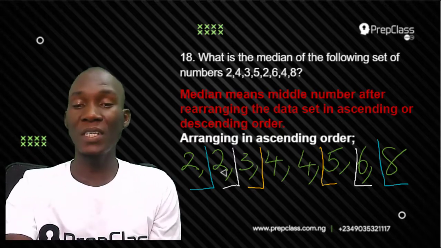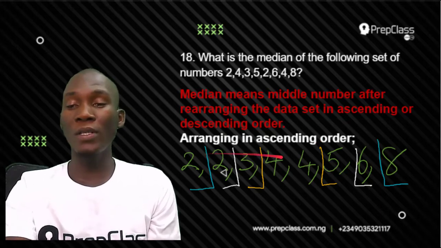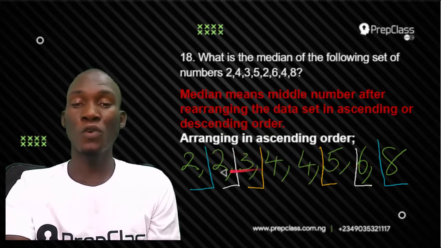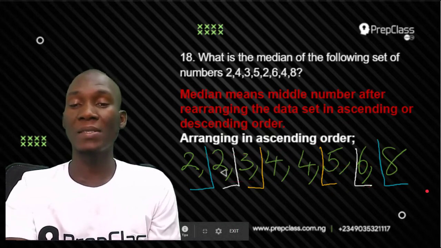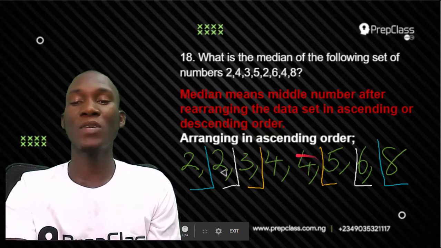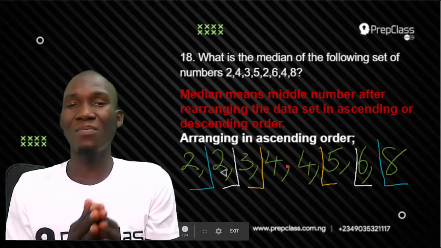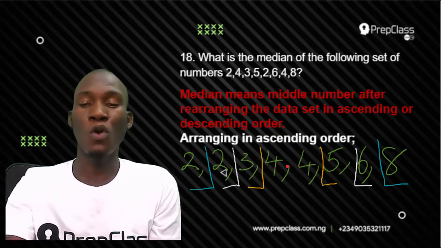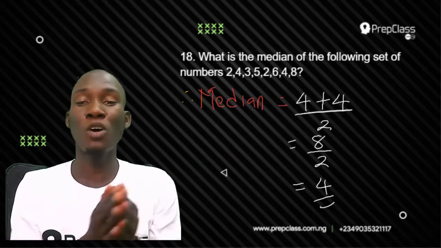So now, solving this, we have to remove one number from both ends. So we remove this 2, we remove 8. We remove this 2, we remove 6. We remove 3, we remove 5. So we are left with 4 and 4 as the middle numbers. We cannot say the middle number is 4 and 4. What do we do? We simply add the middle numbers together.